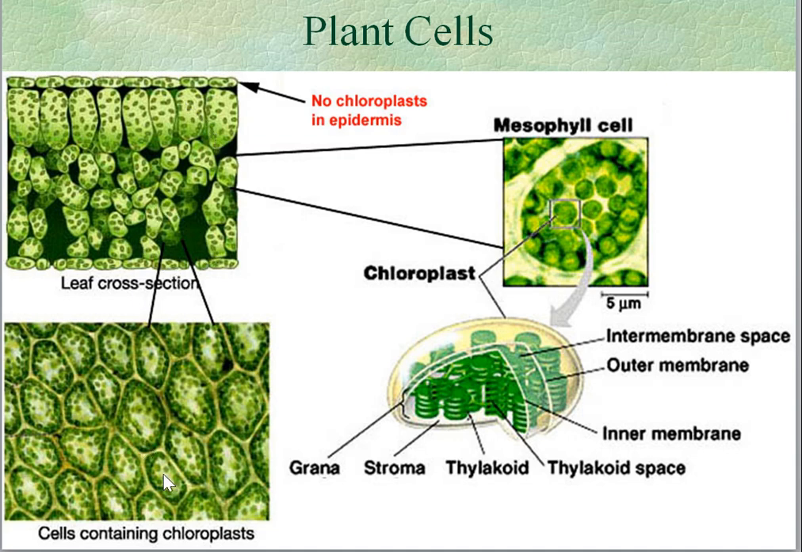There is no chloroplast in epidermis. If you can see this cell containing chloroplast, mesophyll cell, and chloroplast. Chloroplast consists of different organelles. The chloroplast consists of two membranes, an outer membrane and inner membrane. They have intermembrane space. Its organelles are like thylakoids and stroma and grana.